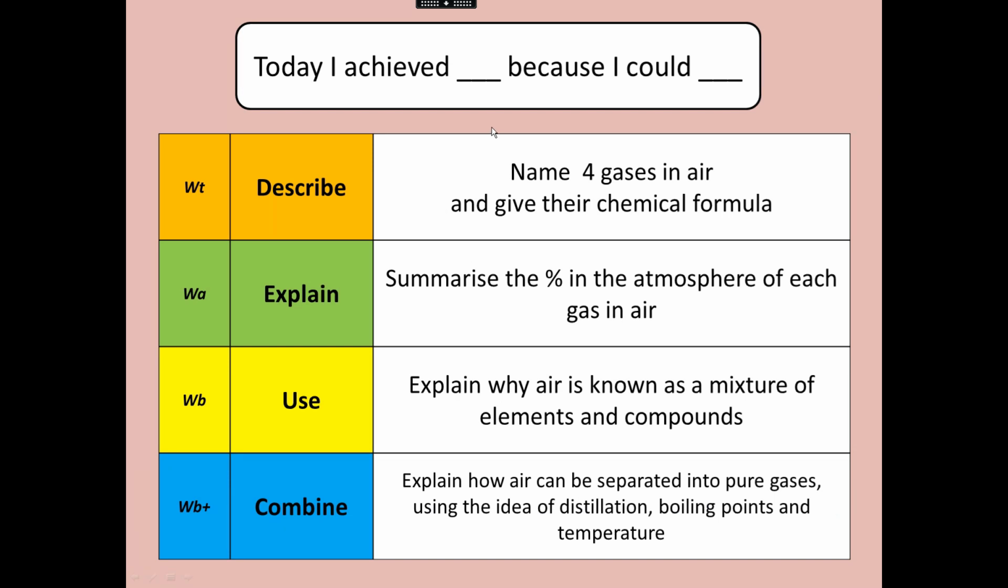Okay, today I achieved. Today I achieved describe, because I could name 4 gases in air and the chemical formula. Today I achieved explain, because I could summarize the percentage in the atmosphere of each gas. Today I achieved use, because I could explain why air is known as a mixture of elements and compounds. Today I achieved combine, because I can explain how air can be separated into pure gases using distillation.